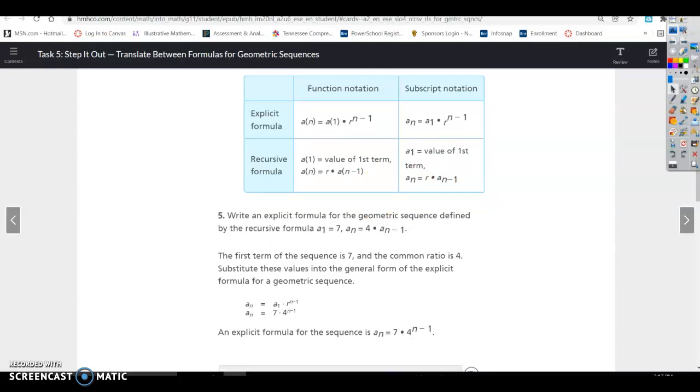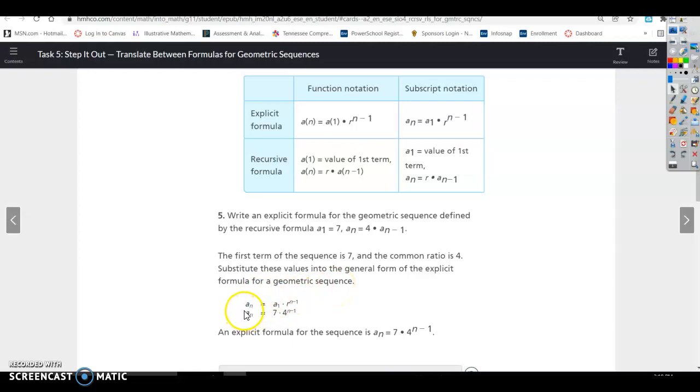All right, write an explicit formula for the geometric sequence defined by the recursive formula a sub 1 equals 7, so my first term is 7, and a sub n equals 4 times a sub n minus 1. So I've got a first term of 7, and I've got a common ratio of 4. Substitute these values into the general formula of the explicit formula for a geometric sequence.